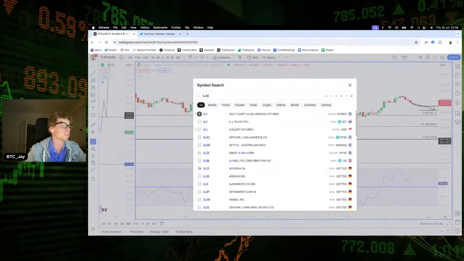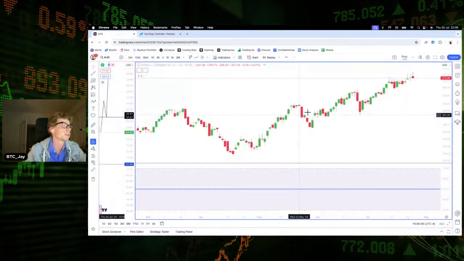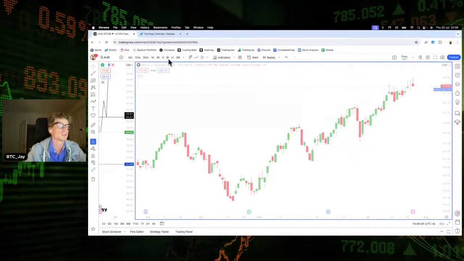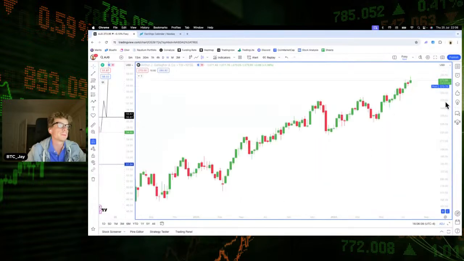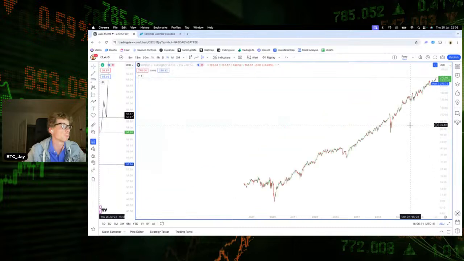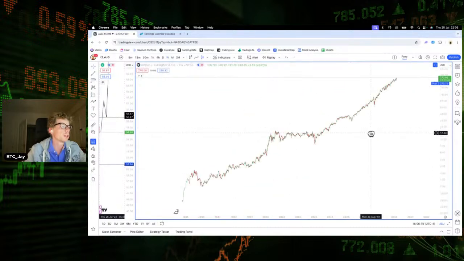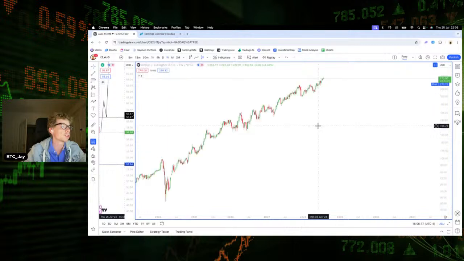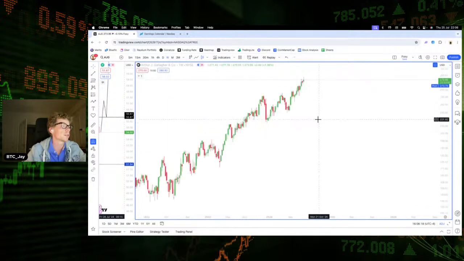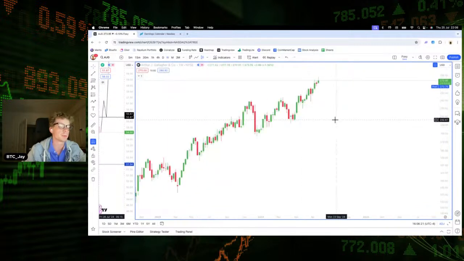AGJ, Arthur J. Gallagher. Let's take a look at what this is doing. What a chart, right? What a chart on the weekly time frame. And also what I really suggest you take a look at, and this is something I've explained in my coaching section in Penny Boys as well.